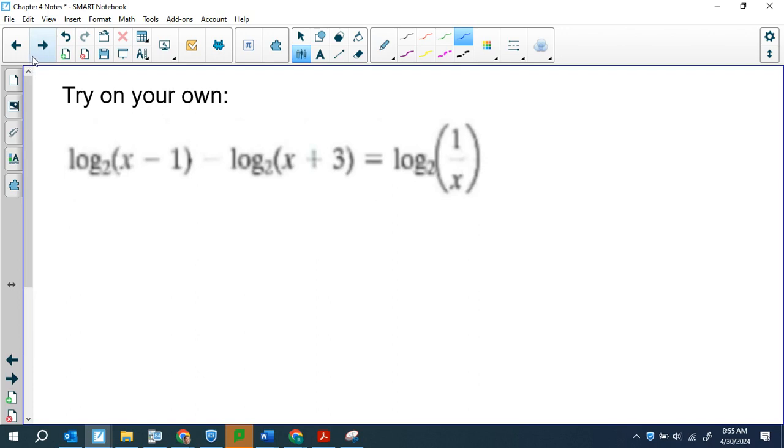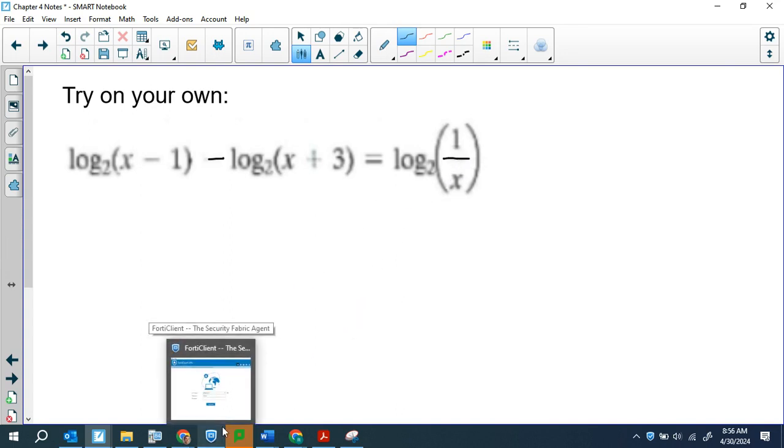All right, try this one. That's a little tough to see. This is minus. So log base 2 of x minus 1 minus log base 2 of x plus 3 equals log base 2 of 1 over x. Try that on your own.